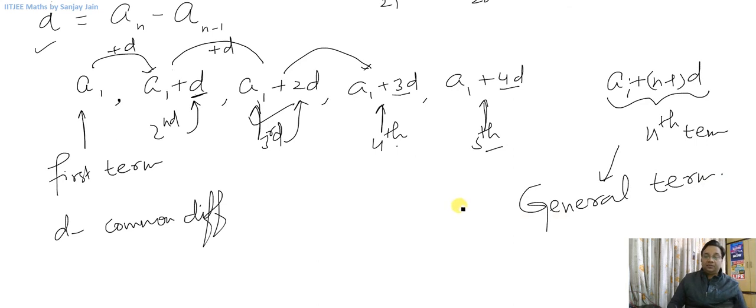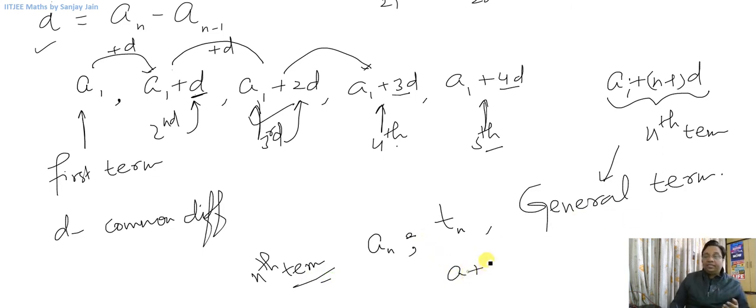And in some of the books you may see that it is denoted by T subscript n, or simply an. So this is the nth term or general term. If I want you to write the 20th term, you will say a plus 19d. This will be the 20th term. 15th term, a plus 14d.